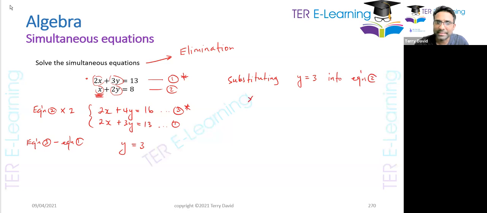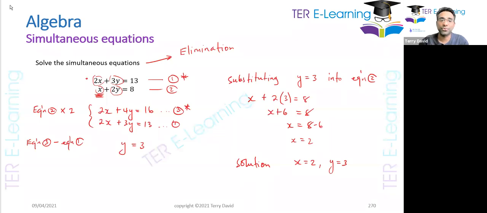It's going to be x plus 2y. So it's going to be 2 multiplied by 3 is equal to 8. So therefore x plus 6 is equal to 8. And therefore x is equal to 8 minus 6. So therefore x is equal to 2. So therefore my solution is going to be x equal to 2, comma, y is equal to 3. That's my solution to those simultaneous equations, right?